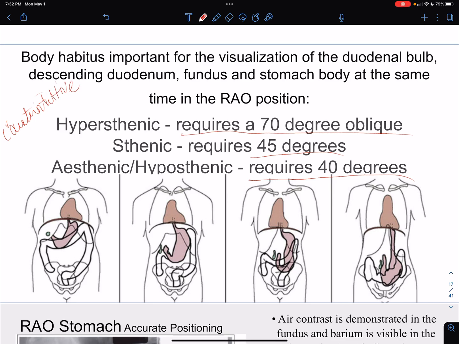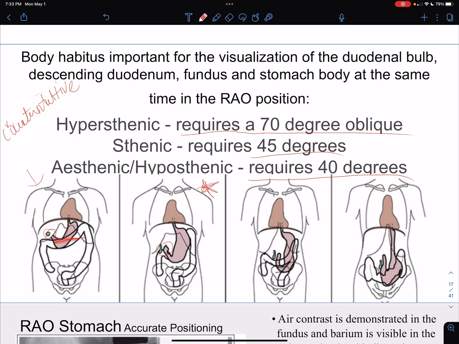So, let's just take, for instance, our hypersthenic patient right here, okay? You can tell the whole goal when we're in an oblique position, this RAO or LPO, is that we're looking for the duodenal bulb. So when you only rotate this patient 45 degrees, you are not moving the stomach over enough because it's laying so almost horizontal. You're not moving structures over enough for it to be separated from the duodenal bulb. Your average size patient, which is here, 45 degrees is going to do just fine to separate those structures right here.